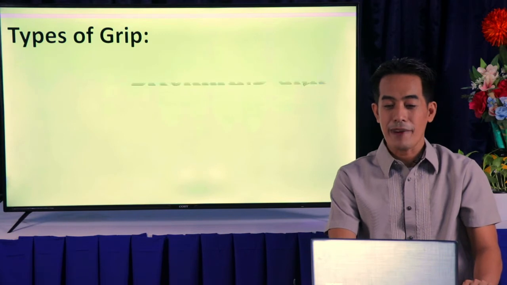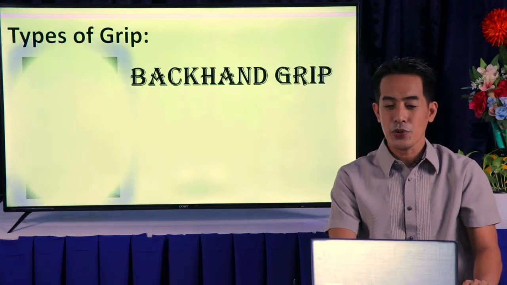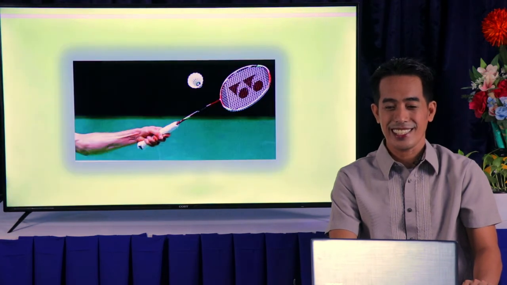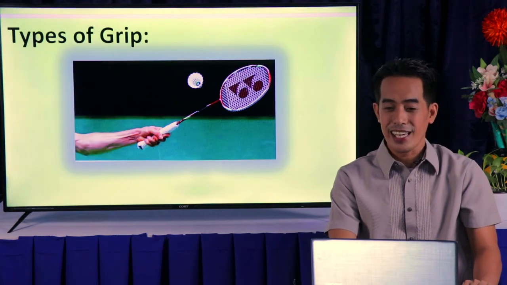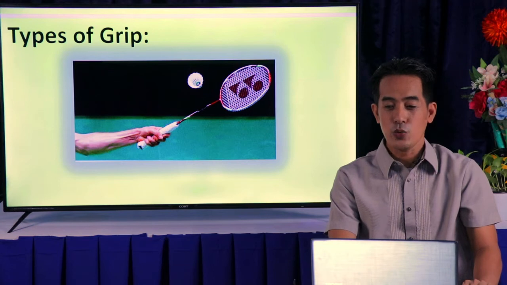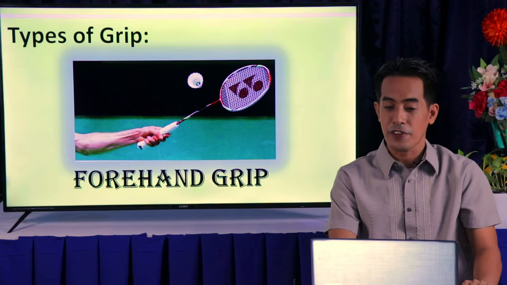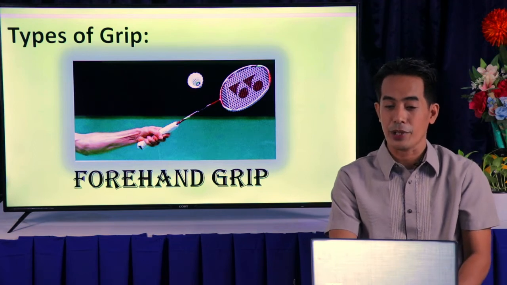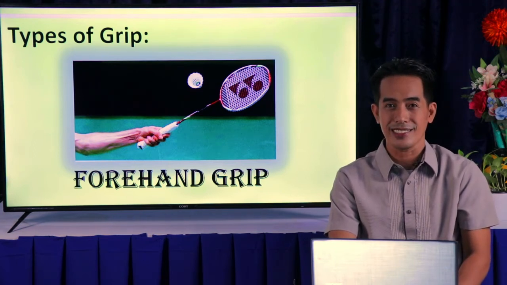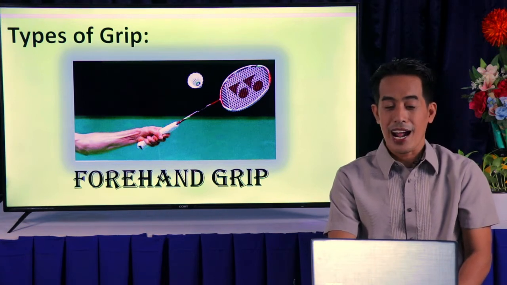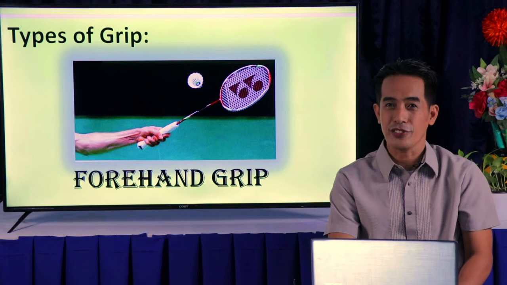One is the backhand grip, which is used to hit the shuttle at the non-dominant side of the body. The second one is the forehand grip, in which the thumb and pointing finger are rounded forming the letter V while the rest of the fingers are spread supporting the bottom of the handle. So again, the two types of grips are the backhand grip and the forehand grip.